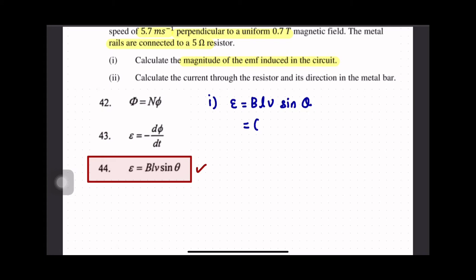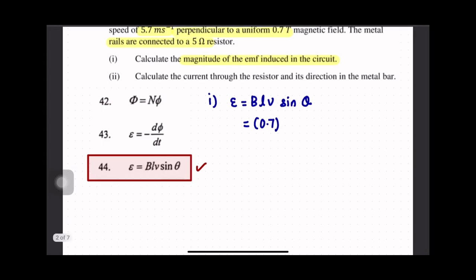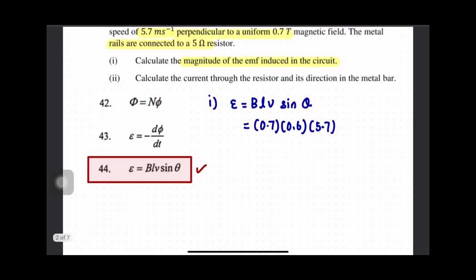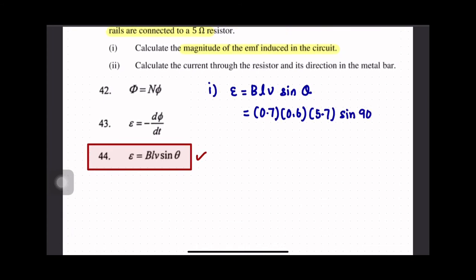So, B ialah 0.7. And then dia bagi tahu L adalah 0.6 meter and 5.7 speed eh. Okay. Speed. Okay. So sine 90. Alright. So you akan dapat 5.7 times 0.6 times 0.7, 2.39. 2.39 volt. Okay, next question number 2.